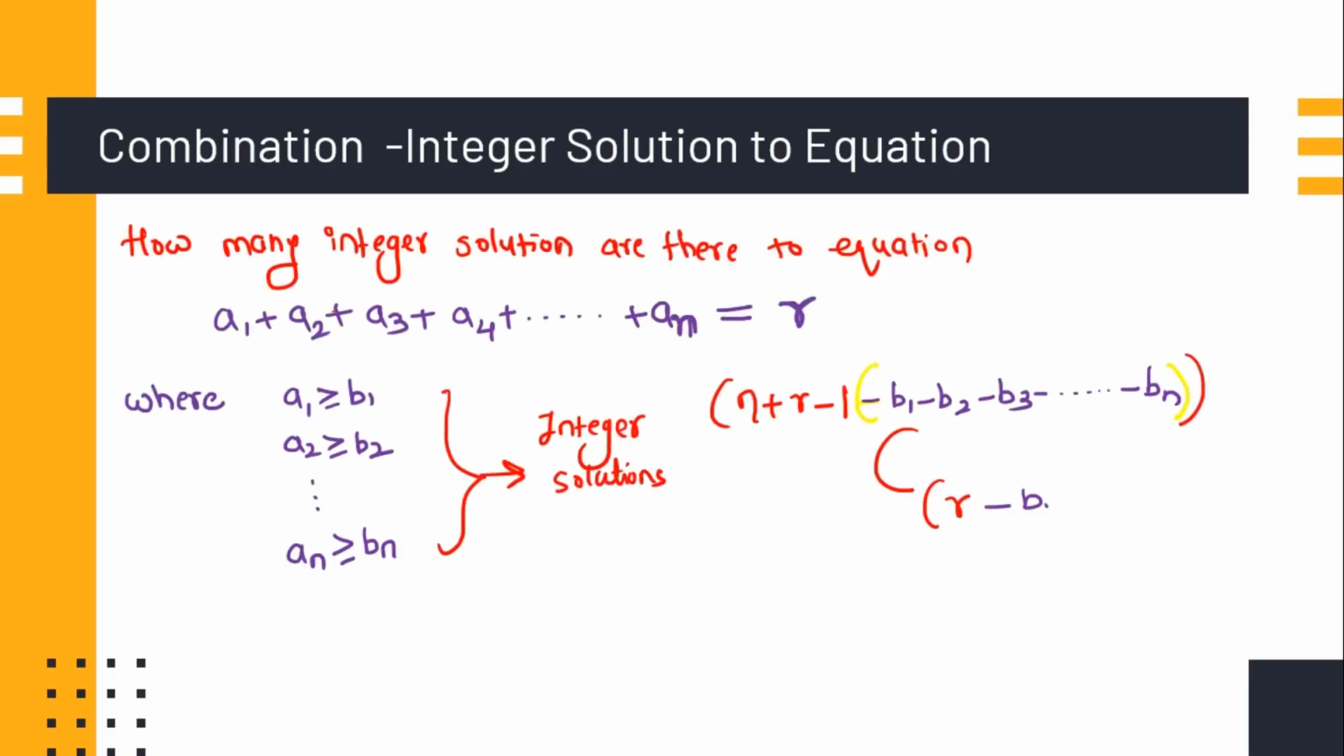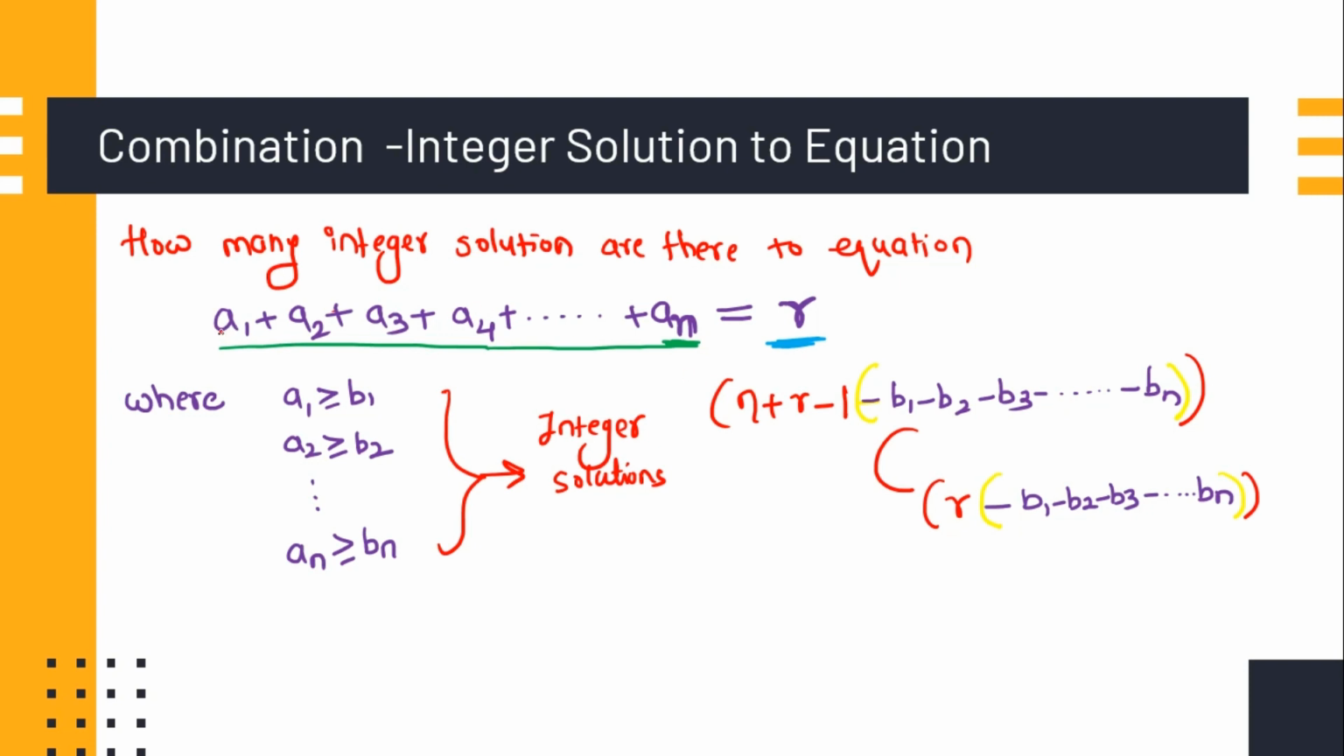Now let's take an application of combination for integer solutions to an equation. If you have a question asking how many integer solutions there are for a given equation, where the equation is in the format a1 plus a2 plus up to an equal to r, where a1 is greater than or equal to b1, some constant value, then the number of integer solutions will be n plus r minus 1 C r. Here n is the count of variables, and r is the value on the RHS of your equation.